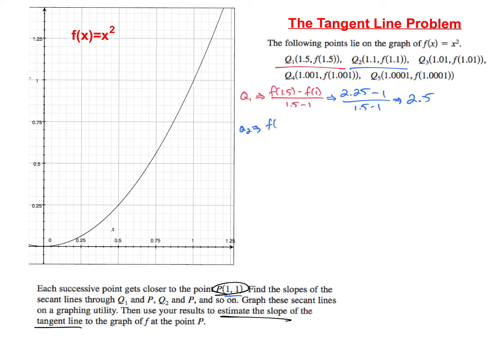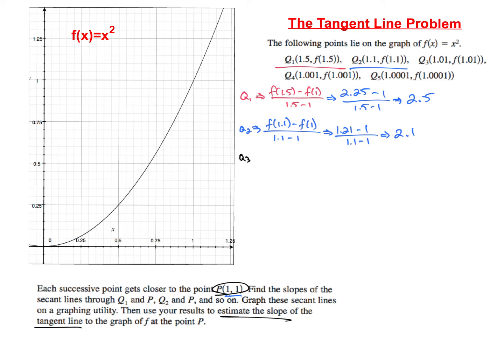So we're going to find the slope between 1, 1 and our Q2. So I'd have f of 1.1 minus f of 1 over 1.1 minus 1. So what is f of 1.1? 1.21. Minus f of 1 is still 1 over 1.1 minus 1. So we end up getting this 0.21 over 0.1, and that happens to be 2.1. So the slope of my secant line between there is 2.1.